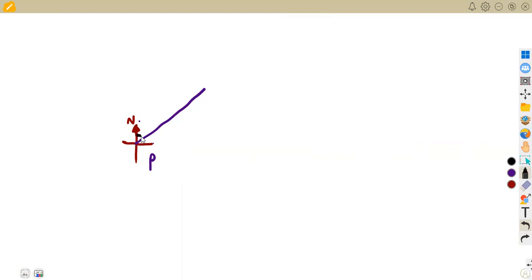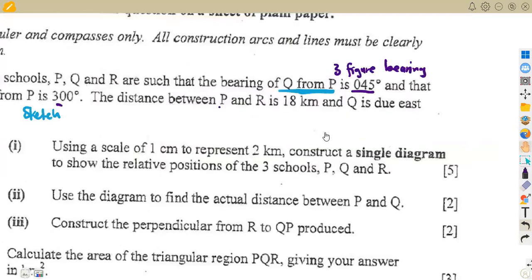So on the diagram, you just indicate the angle. Angle here is 45 degrees. Yes, on the part that you're given, it's given as 045 degrees. But when you are now representing on the diagram, there's no need for you to write 045. All right. So that is going to the point Q. So Q is somewhere here. We do not know exactly where the point Q is, but we just know it's along this line. All right. Let us move on to the second statement.